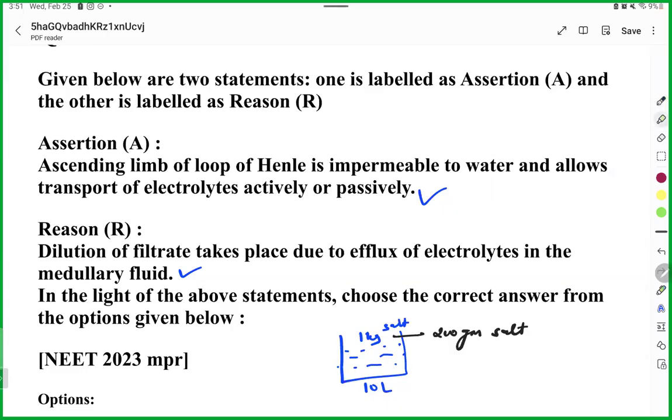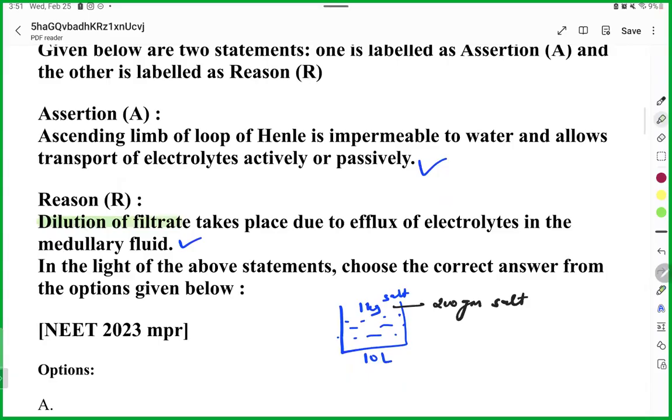Okay, sir. I thought efflux means influx. No, efflux means removal. Removal of electrolyte. Yes, sir. Is it a correct explanation? Yes, because we said ascending limb of loop of Henle is allowing transport of electrolyte, and because of this transport of electrolyte, there will be dilution in the filtrate. Yes, sir. Because what is this efflux of electrolyte? Transportation of electrolyte, same thing. Yes.